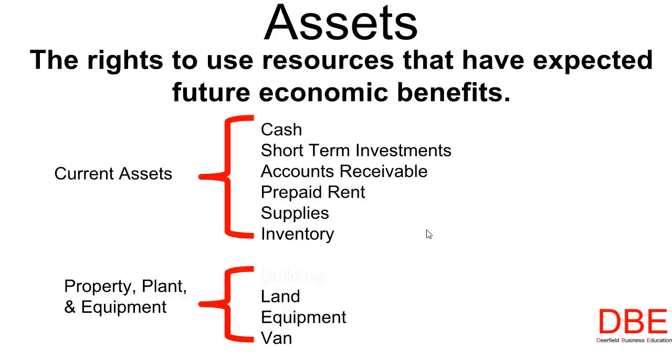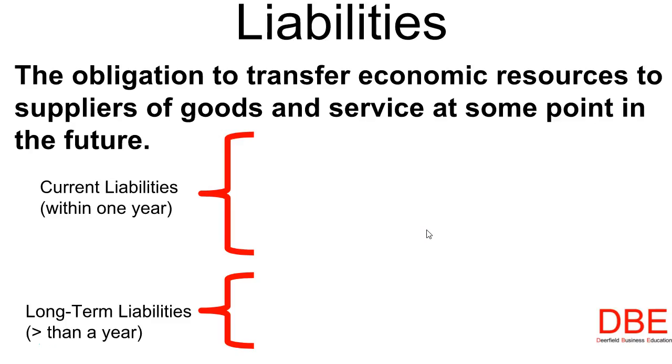All right, so let's move on to the next one. So there they all are. The next one we're going to look at is liabilities. Liabilities are the obligation to transfer economic resources to suppliers of goods and services at some point in the future. The basic way of thinking of a liability is you owe someone something. You owe them either money or you owe them work. And in liabilities, we do something similar where we have current liabilities and long-term liabilities.